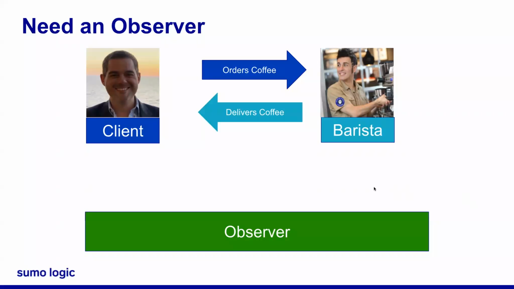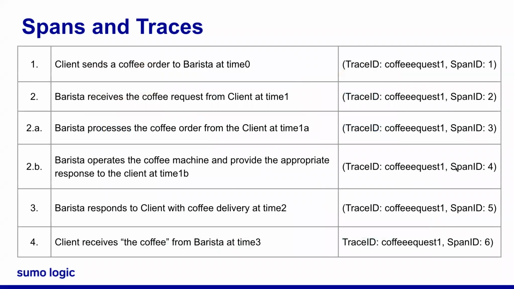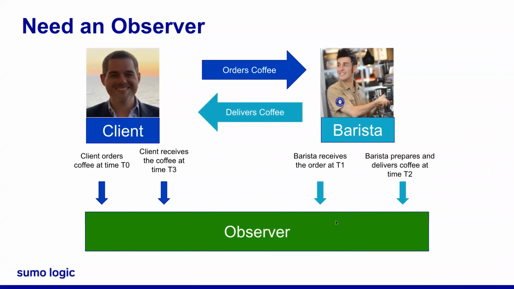So here, along with the Sumo tracing, we see our observer, and now we're starting to see different periods or things that have happened. The interaction might happen like this. The client sends the order to the barista at time 0. The barista then receives the order, or the coffee request, from the client at time 1. The barista might process the request at time 1A or time 2. The coffee is then received by the client at time 3. And in those respects, they are all observed by the observer.